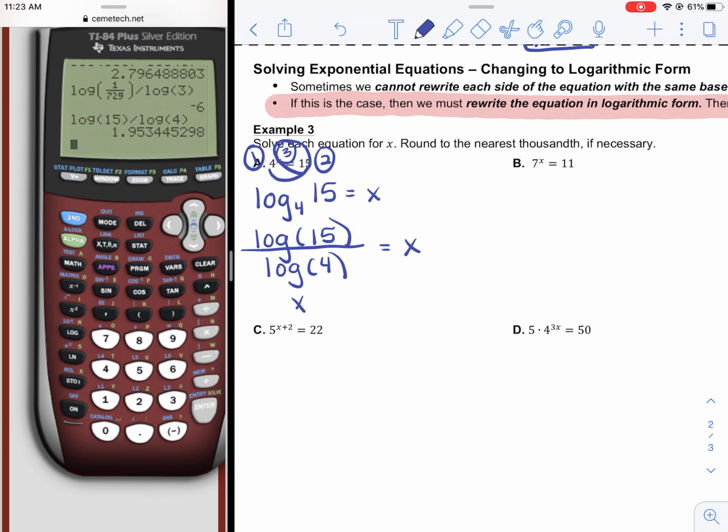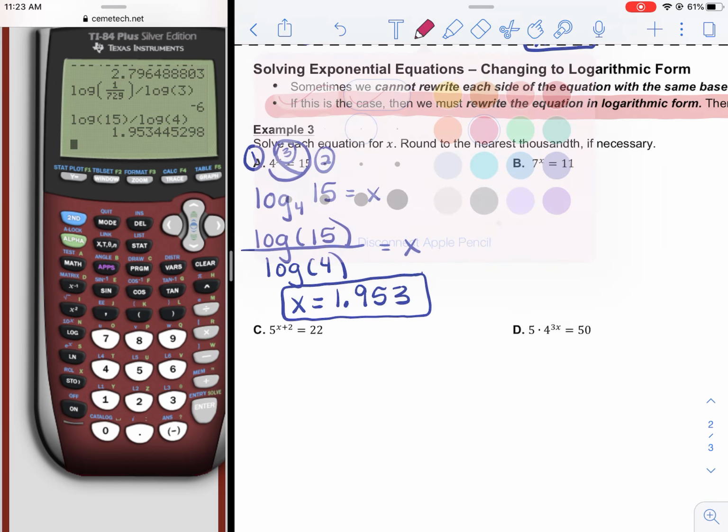Okay, so this first one, we get x equals 1.953. It says round to the nearest thousandth. Okay, so if you're trying to solve an exponential equation and you feel stuck, change it to log form. Okay, so let's try another one.